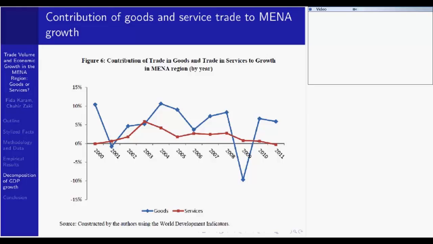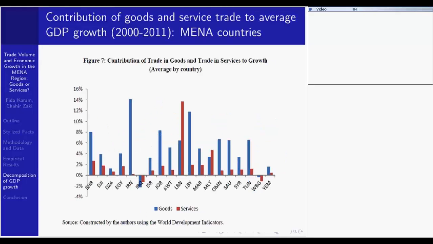But the services sector, given that its level is lower, its variation also was lower. If we observe this at the country level, a consistent result across the board for most of the countries is that trading goods contributes more than trading services to growth, except for Lebanon, given its comparative advantage in financial services. So here, this is the estimated contribution of trading services and trading goods.